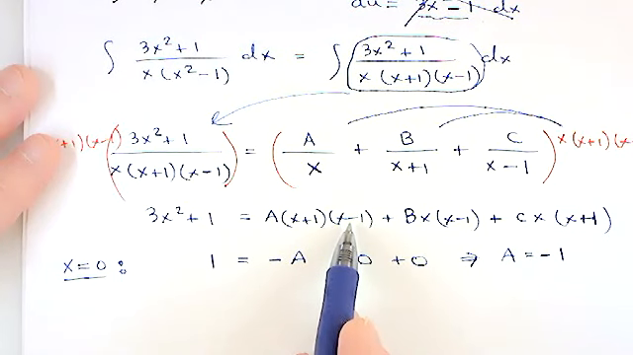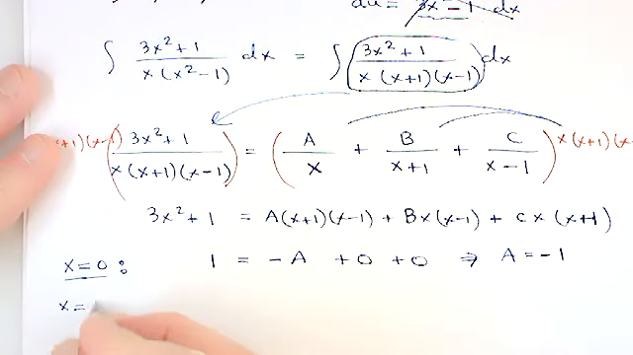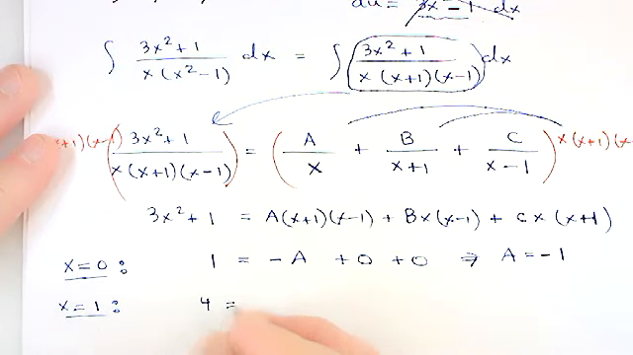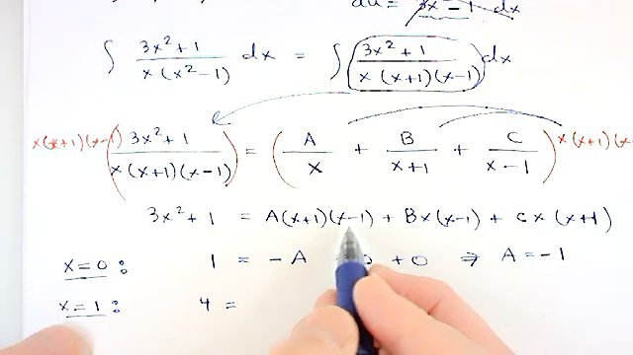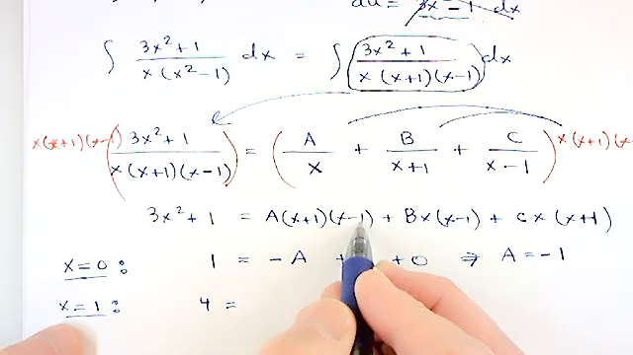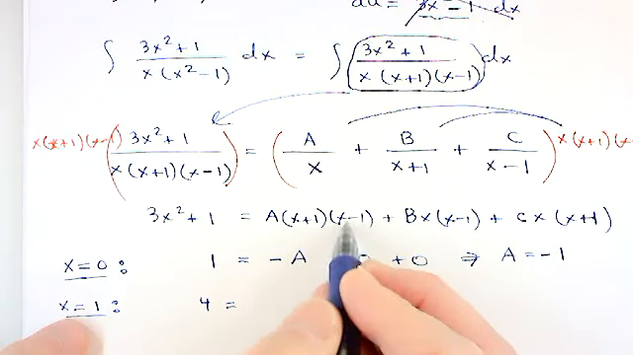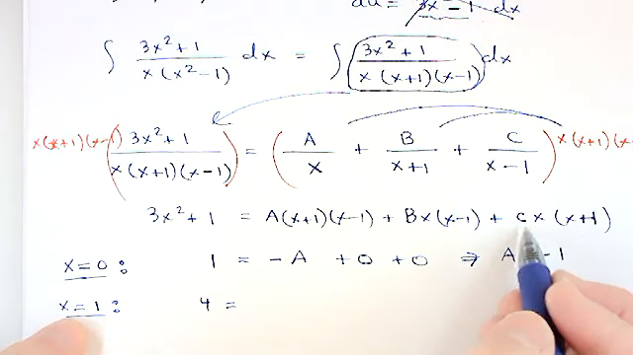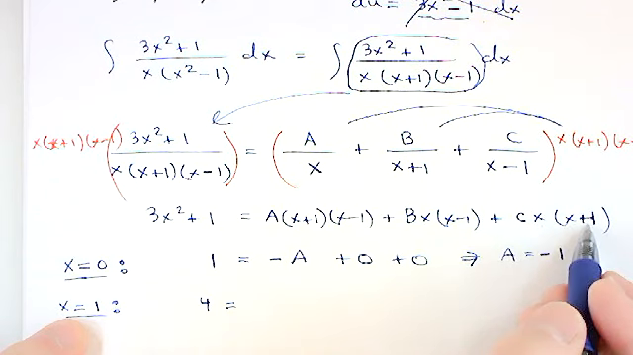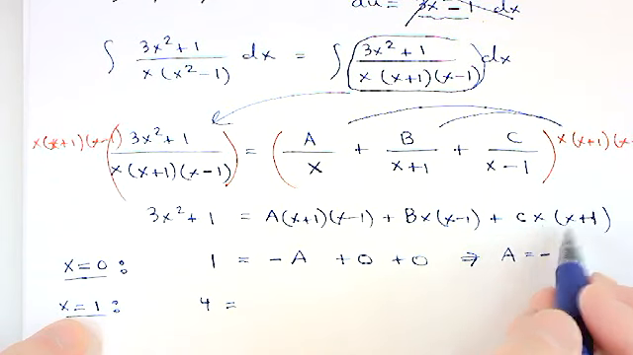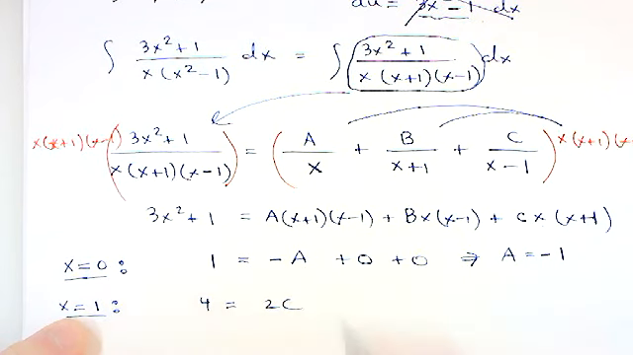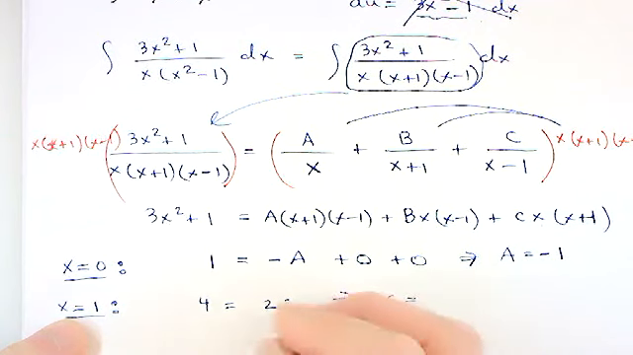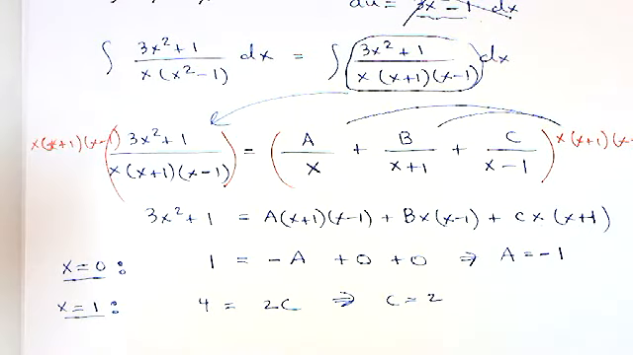Another nice value, if x is 1, 3 times 1 squared plus 1 gives me 4. And so you see how this works. x − 1 is going to be 0 when x is 1. So if you see that factor, that's going to be 0, that's going to be 0. C times 1 plus 1 is C times 1 times 2. So that's going to be 2C. C is going to be 4 divided by 2, which is 2.